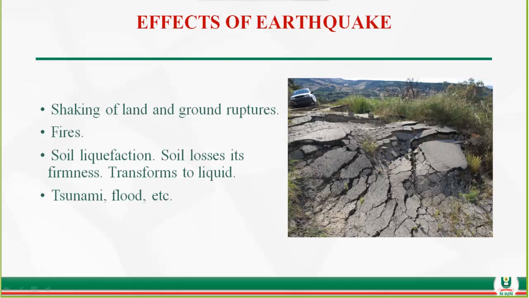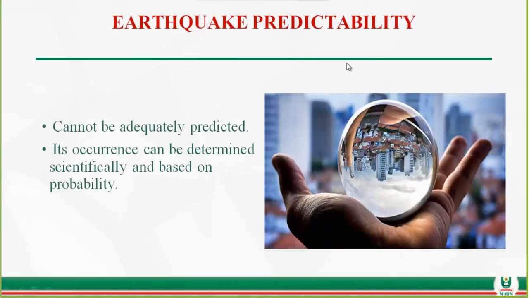Now let's look into how predictable earthquake is. Predictability, remember we said, is sudden, it's unexpected. So by way of that definition, it cannot be adequately predicted. Its occurrence can be determined scientifically and based on probability. Science has done its best to try to predict its occurrence, but it is subject to high probability. The chances of knowing when and how it will happen are absolutely slim. So it is based on high probability.